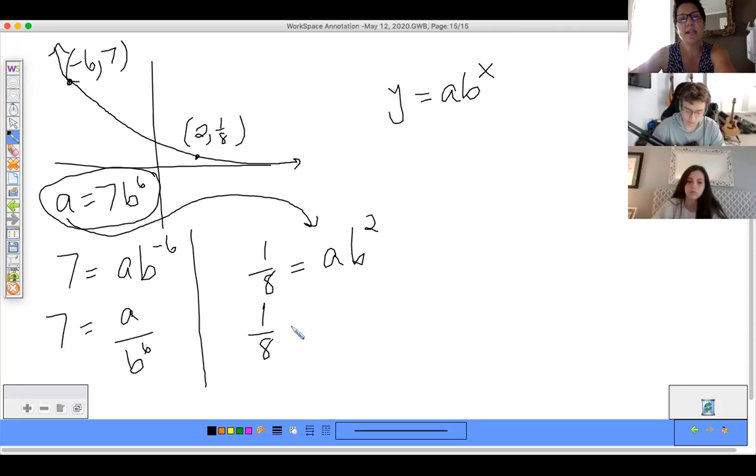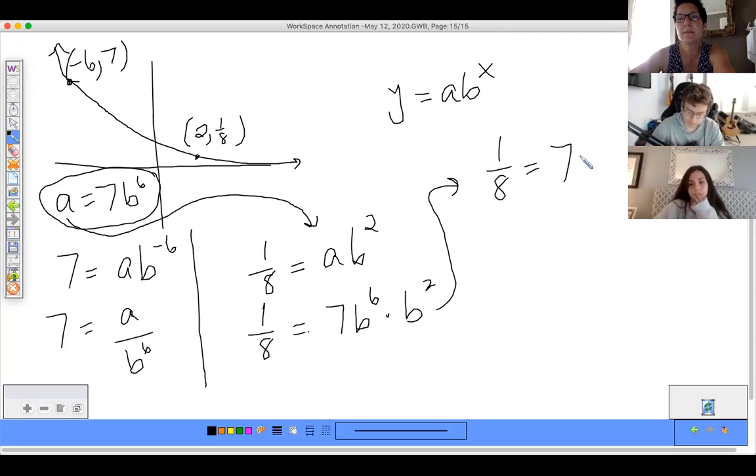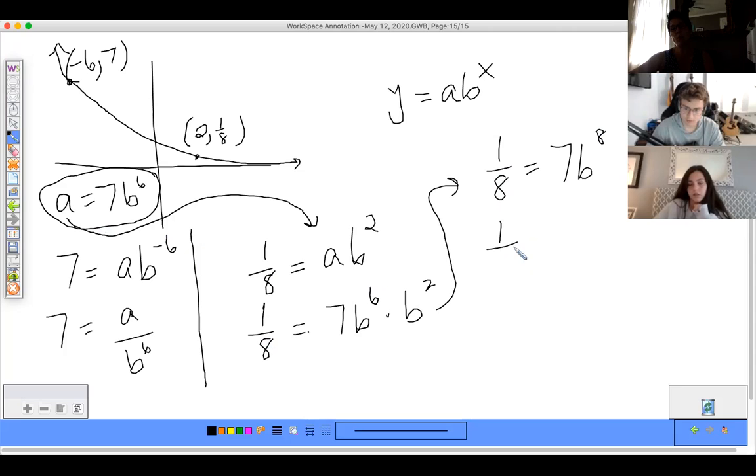Exactly. So now I have 1/8 is equal to 7b to the 6th times b to the 2nd. When I tidy this up, I get 1/8 is equal to 7b to the 8th power. Now to solve for b, I have to divide both sides by 7, which means 8 is going to get multiplied by 7. So I get 1/56 is equal to b to the 8th power.